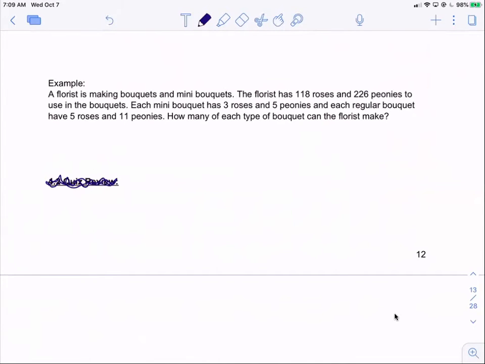Okay, so a florist is making bouquets and mini bouquets. The florist has 118 roses and 226 peonies to use in the bouquets. Each mini bouquet has 3 roses and 5 peonies, and each regular bouquet has 5 roses and 11 peonies. How many of each type of bouquet can the florist make? So we're looking for how many of each type of bouquet. So that means that our x is going to equal our bouquets. And let's let y equal our mini bouquets.